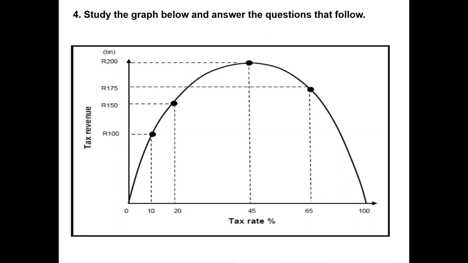Then question 4.2, at what tax rate will government revenue be maximized? So if we're looking at the tax rate at zero, if there's no tax coming in, no one is paying tax, the government doesn't earn any revenue.